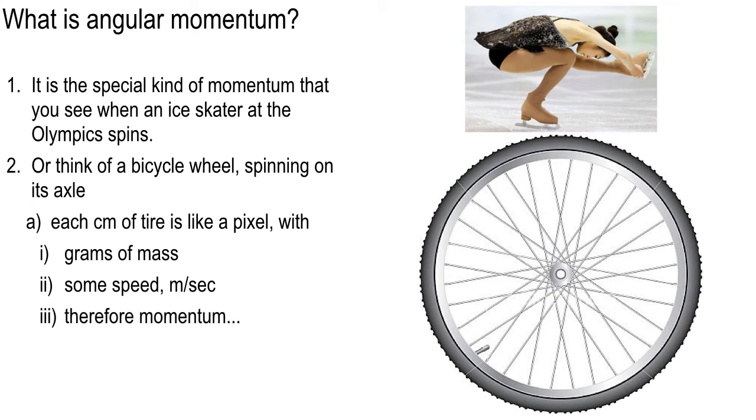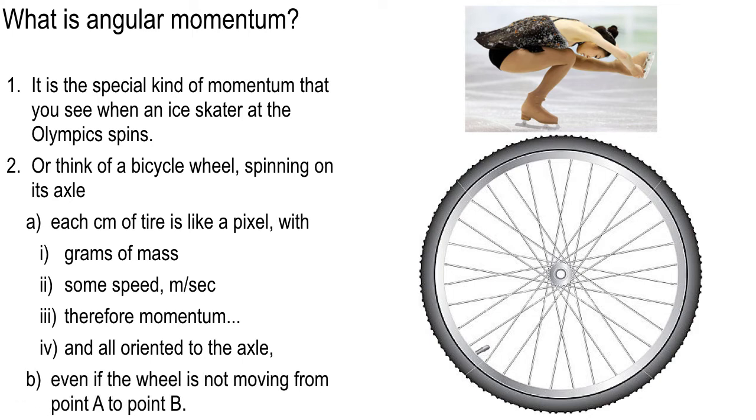Okay, so there is momentum for each pixel. So if you pixelate the bike tire, you can pixelate, think about it, the ice skater. Any irregular object, if you pixelate it, and then figure out location, mass, and speed, you can figure out angular momentum. All right? All of it is oriented to the axle. And the wheel is spinning. It might not even be moving from point A to point B. All right? But we still consider it to have momentum.